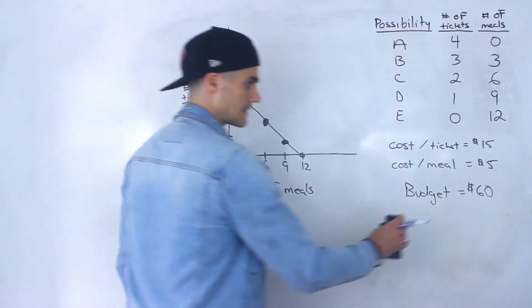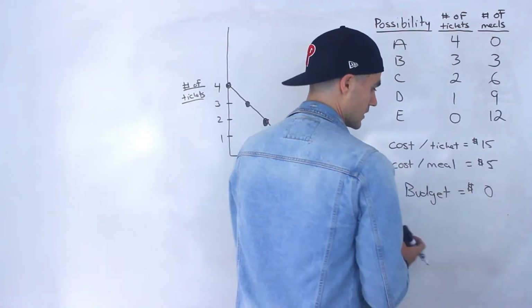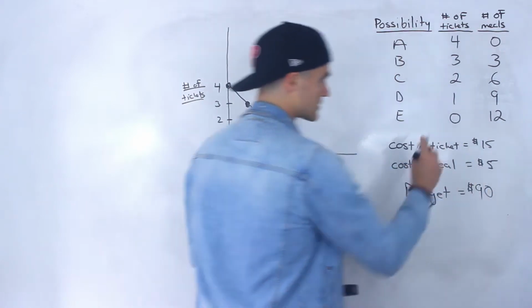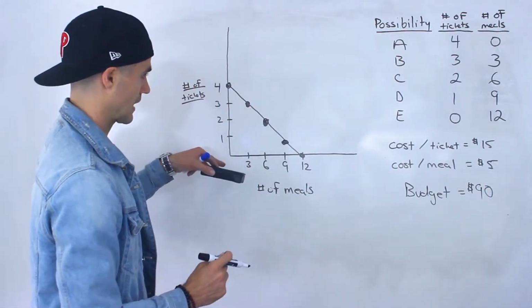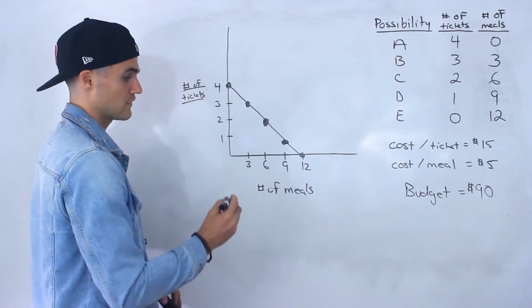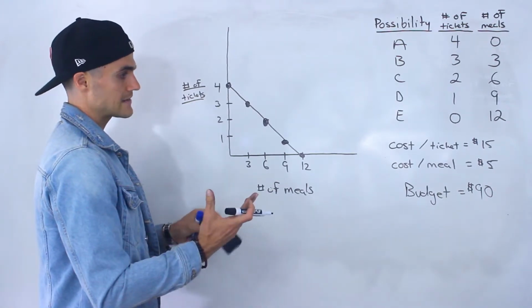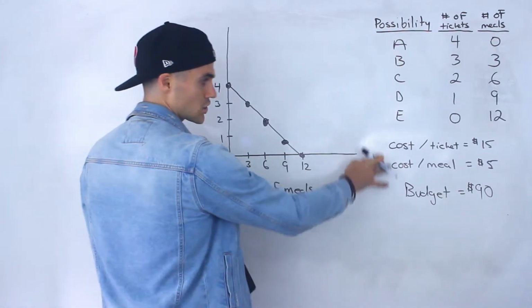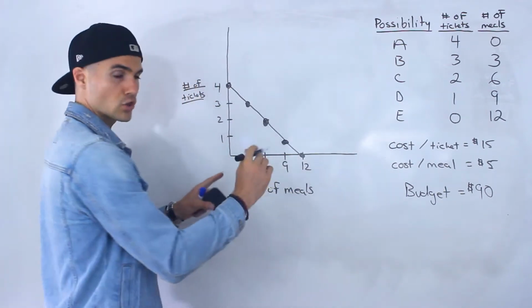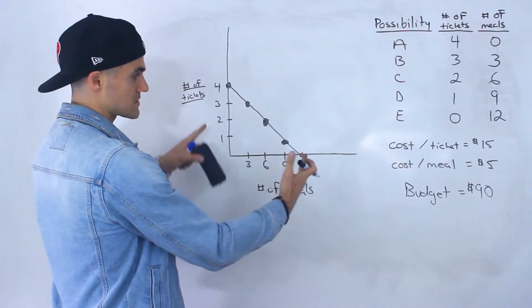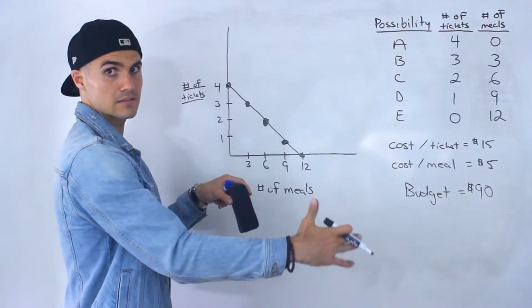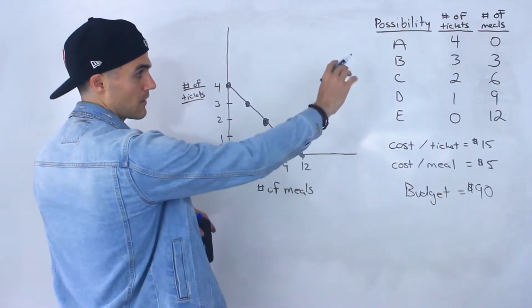So let's pretend that now the budget is $90. Everything else is going to stay the same. How is this line here going to be affected? Well, as I mentioned in the changing of these prices, what I like to look at is the intercepts. And then I could just connect it. And then I can quickly see I don't have to make a whole table.